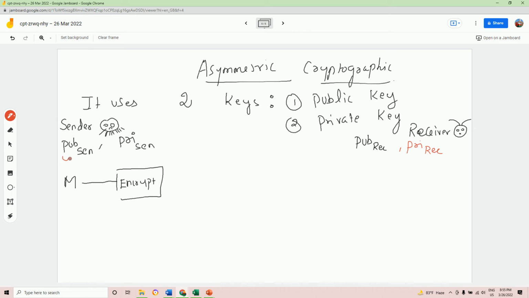This public key, please understand, is open. They can share it with others. The public key of both sender and receiver, they can share with each other, and with anyone. But the private key should not be shared. This should be very secret. That's why I am putting a circle. They should not share this key with others. It should be kept secret. Understand?